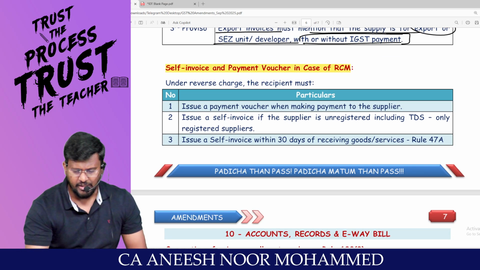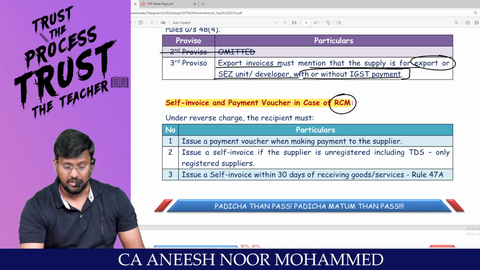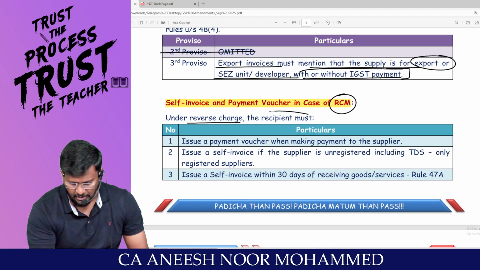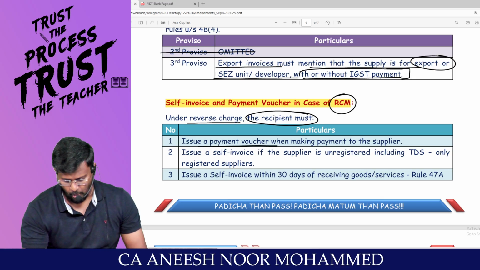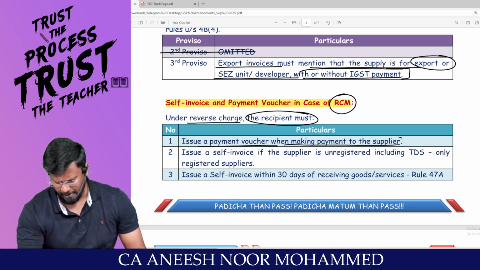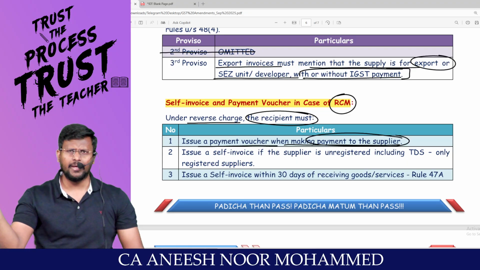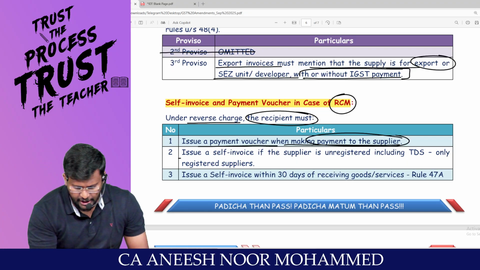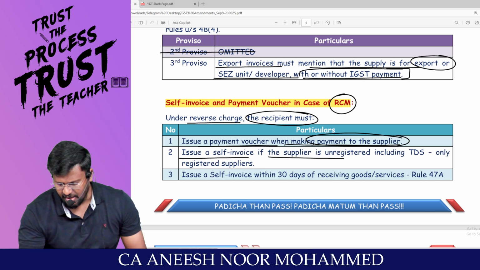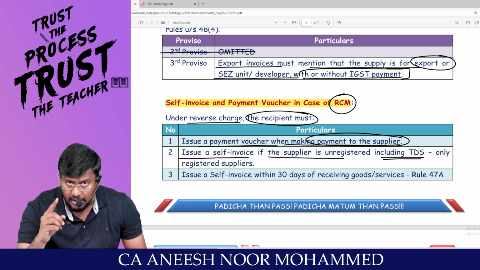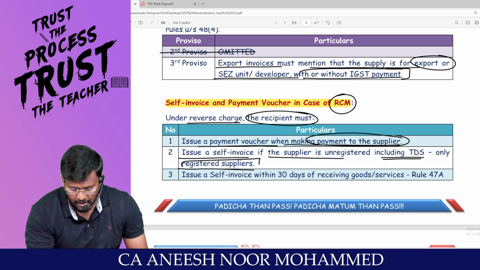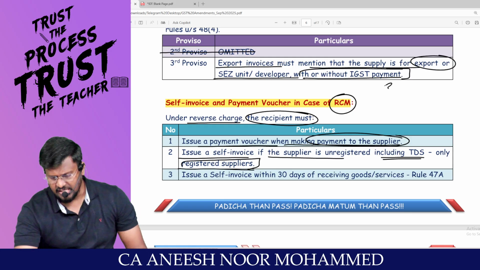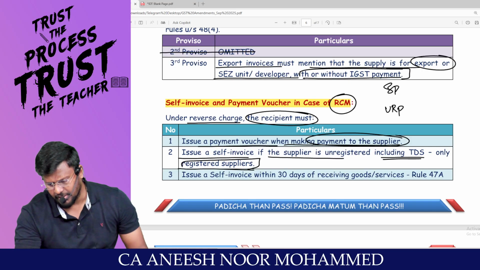Sir, self-invoice and payment voucher in case of reverse charge mechanism. Under RCM, the recipient must issue a payment voucher when making payment to the supplier. Yes, sir. The supplier may be a registered person or an unregistered person. Issue a self-invoice if the supplier is unregistered, including TDS. Only registered supplier. That means this is the amendment. Sir, the supplier is an unregistered person. The recipient is a registered person. The recipient is the person who is supposed to raise the self-invoice.